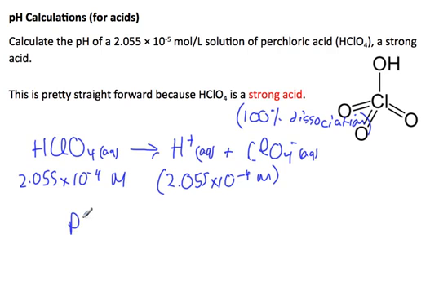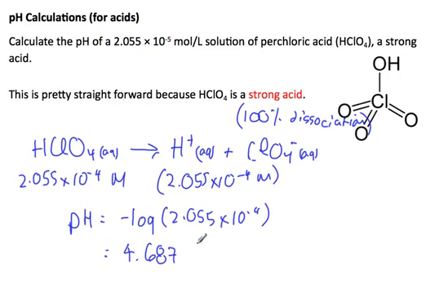So once we have concentration, we just plug it into our pH calculation, and we get a pH for this strong acid equal to 4.687. So pH 4.687, pretty low pH, it's acidic, and that kind of makes sense. But pHs of strong acids are really straightforward because they dissociate fully. That's what this single direction arrow implies.